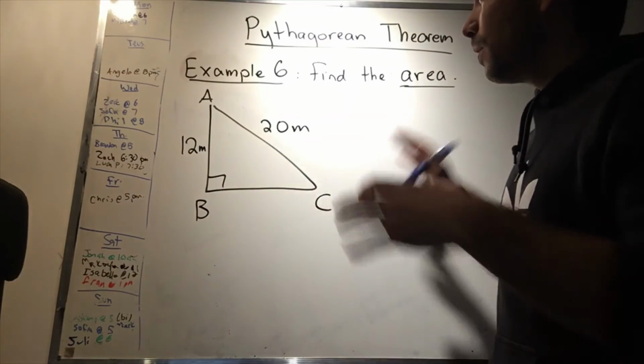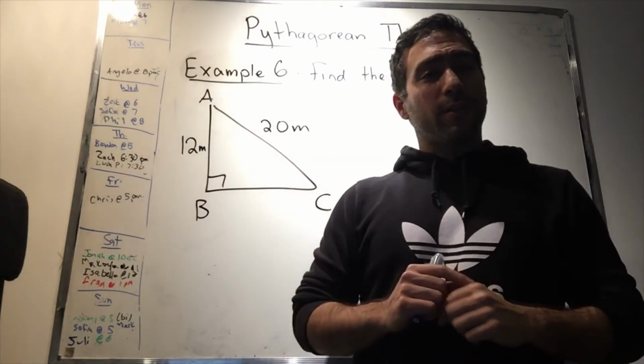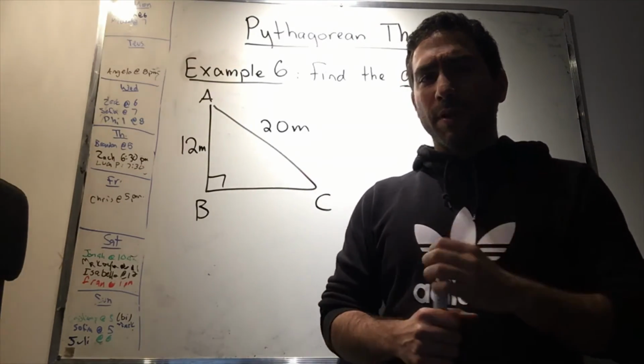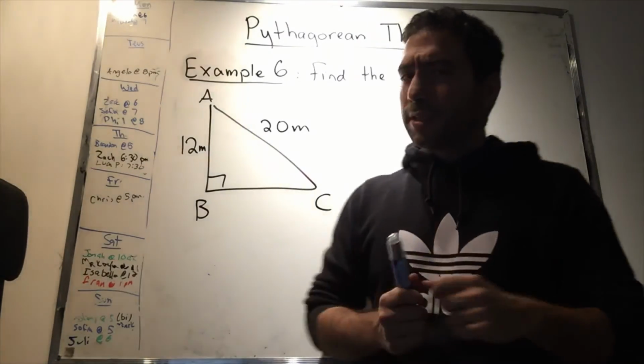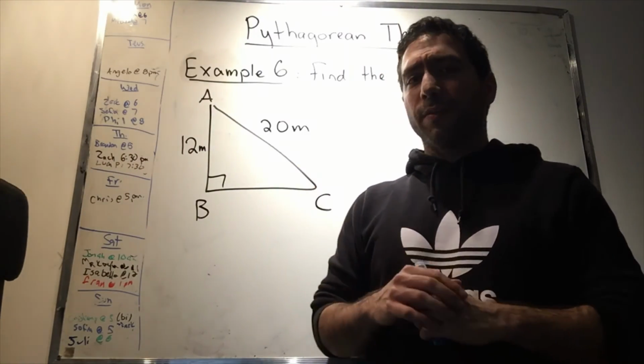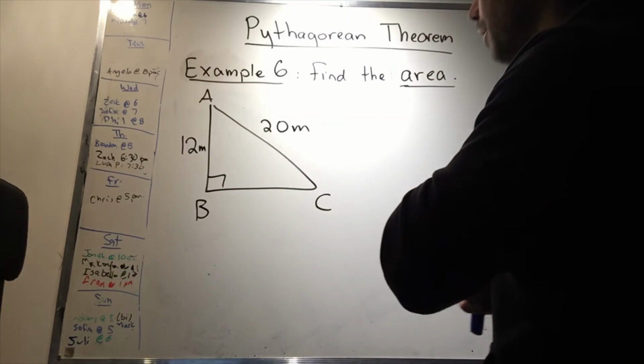Awesome. In this example, let's continue. We're asked to find the area of the triangle. Okay, so pause the video, try to solve this yourself. Remember, the area formula for a triangle is base times height divided by 2. So pause the video, try solving it, and let's solve it together now.